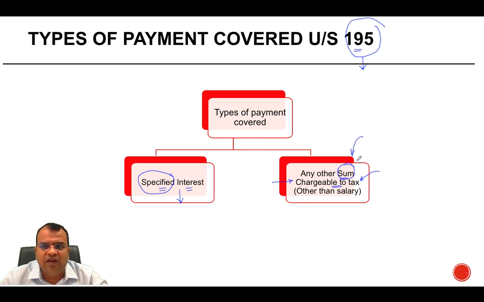Now, when you talk about any other sum, there may be various kinds of payment which might be made to a non-resident. But such a sum should be a sum which is other than salary, because TDS on salary is deducted under section 192, irrespective of whether this is made to a resident or a non-resident. Means that if a payment is made to a resident which is in the nature of salary, tax has to be deducted under section 192. Even if it is made to a non-resident, even then section 192 is applicable.